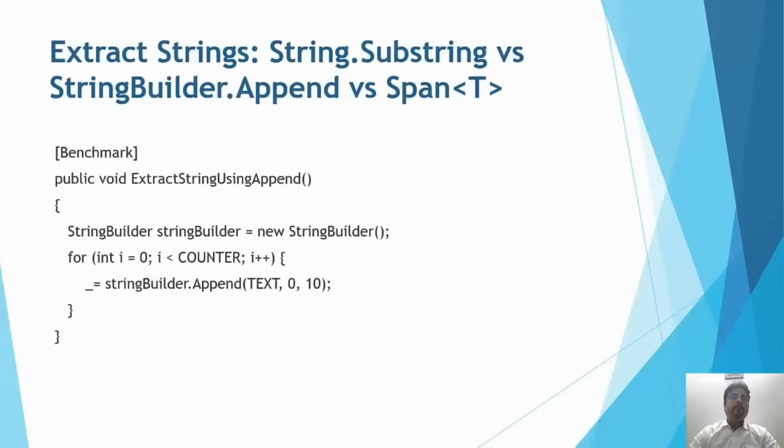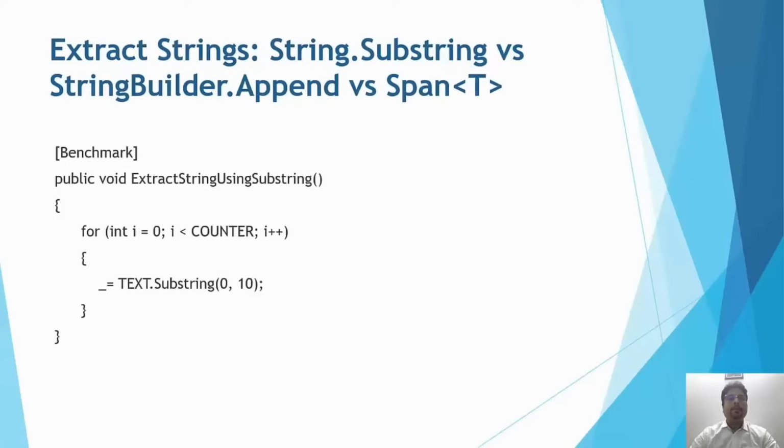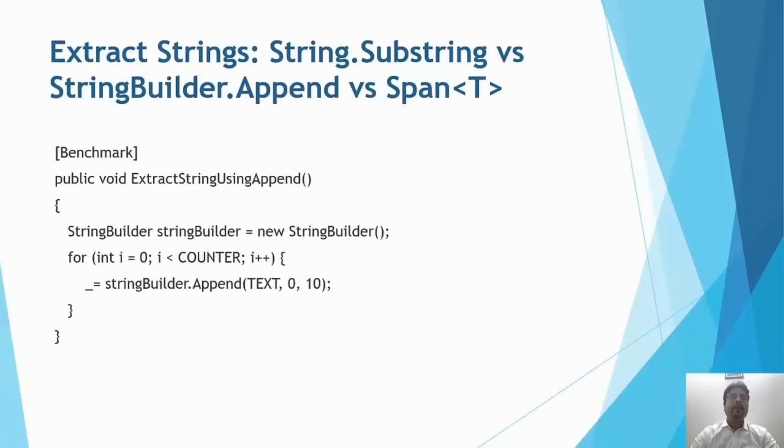In the next one, we are using the append method of the StringBuilder class to extract a string. We are passing the text from which we need to extract the string, then the starting index and the number of characters to extract. The same applies in the case of substring; we use almost the same parameters. There are two parameters here: one is the starting index, and the other is the number of characters that you would like to extract.